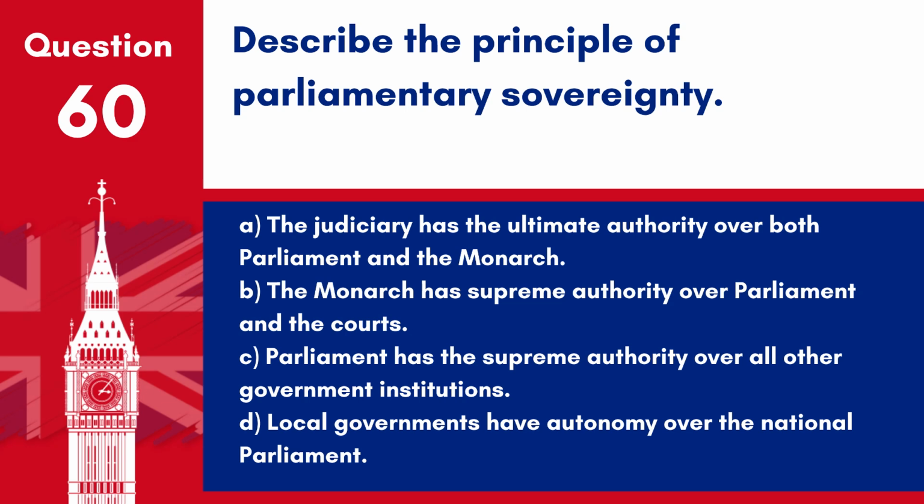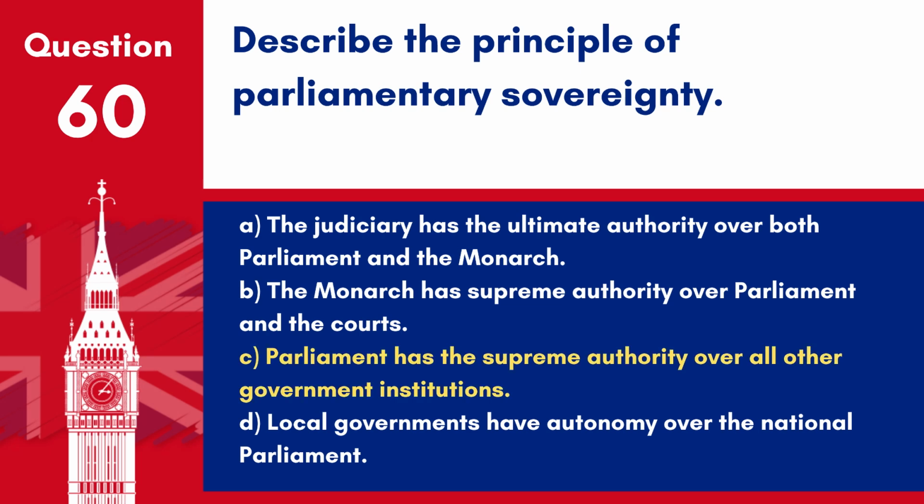A. The judiciary has the ultimate authority over both Parliament and the monarch. B. The monarch has supreme authority over the Parliament and the courts. C. Parliament has the supreme authority over all other government institutions. D. Local governments have autonomy over the national Parliament.